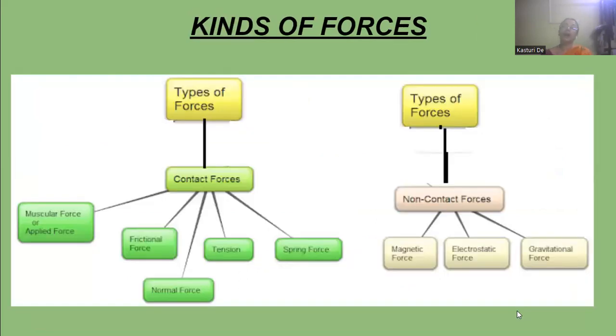Now we come to kinds of forces. How many types of forces are there? Mainly, there are two types of forces: contact force and non-contact force. The contact force can be applied force or muscular force, frictional force, normal force, tension force, or spring force, which is the force exerted by a spring. Non-contact forces can be magnetic force, electrostatic force, or gravitational force.